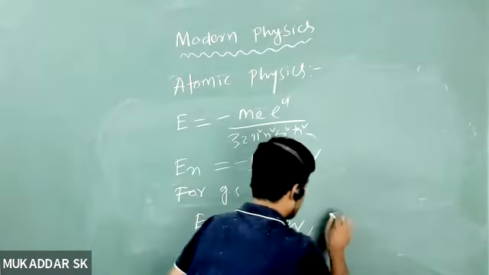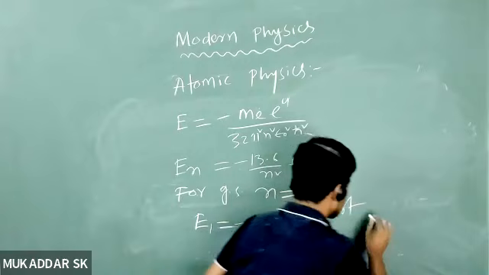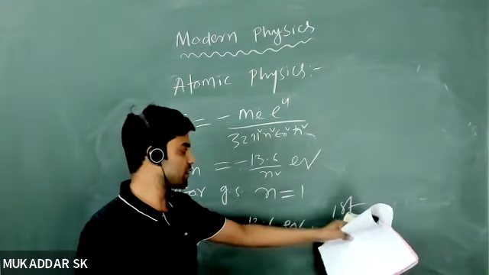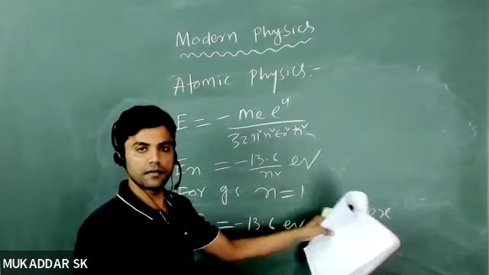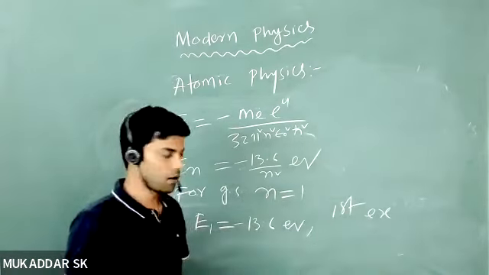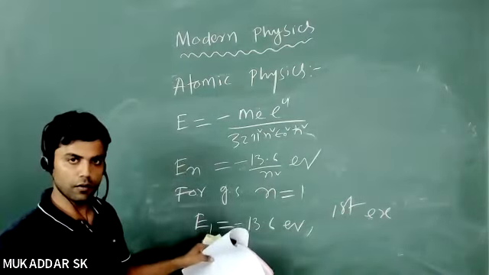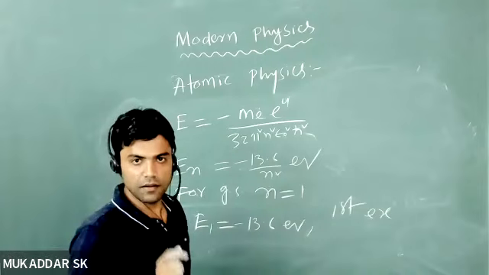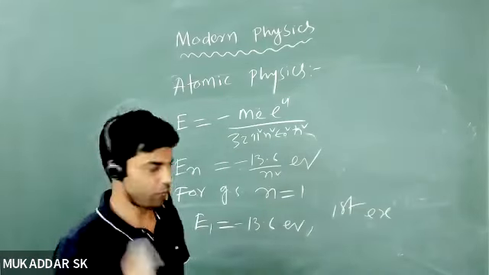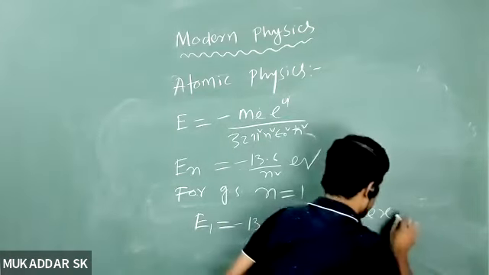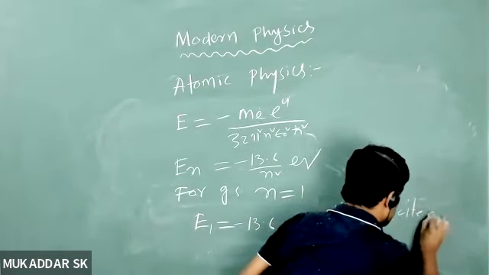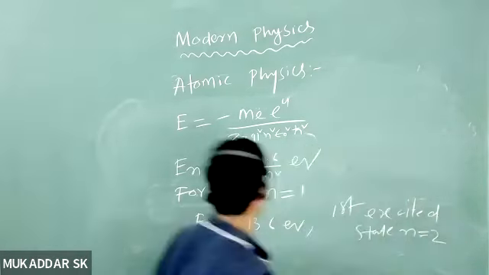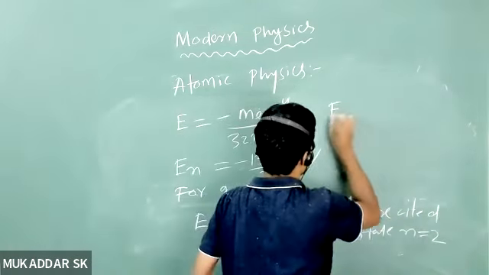Very good. Remember, for the first excited state, students always make this mistake. First excited state means n is how much? 2. Please keep in mind, and for ground state n is 1. Whenever the first excited state is asked in a question, students write n is 1. That is not true. For the first excited state, n will be 2. So E2 will be minus 3.4, right?